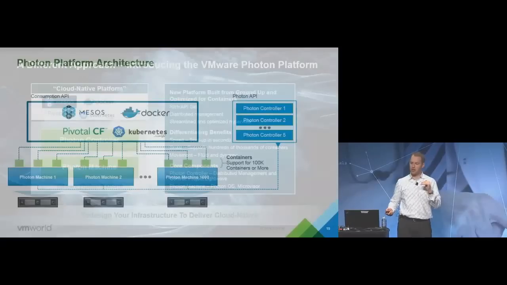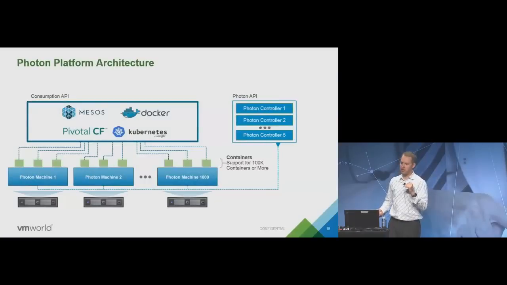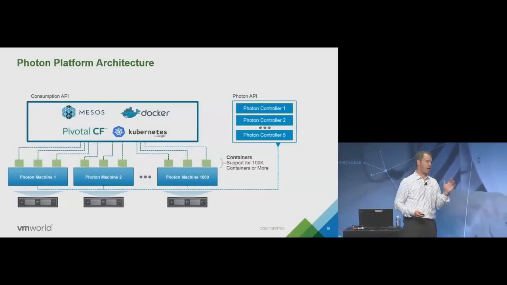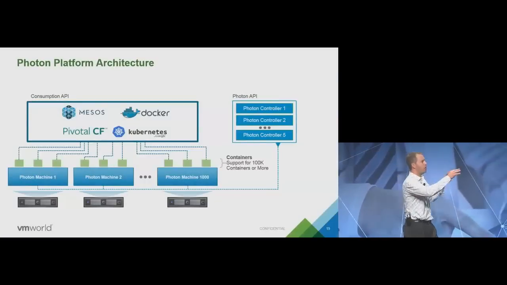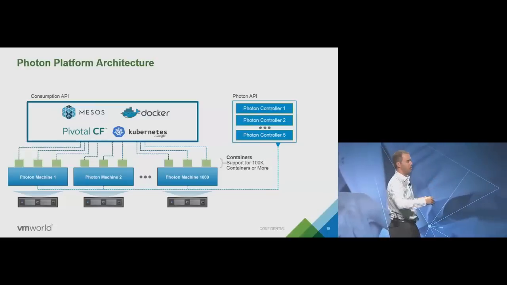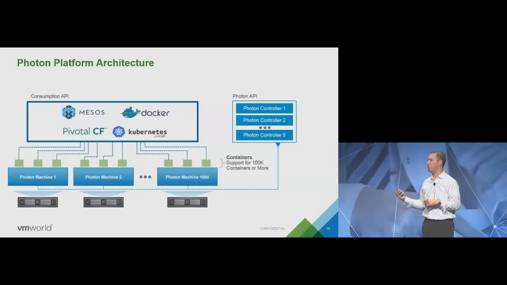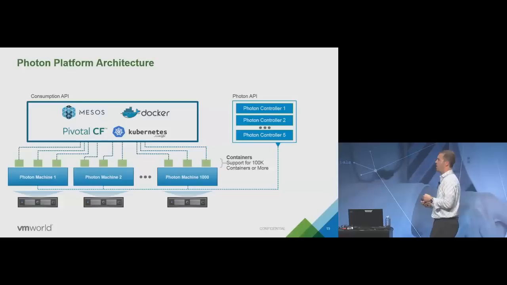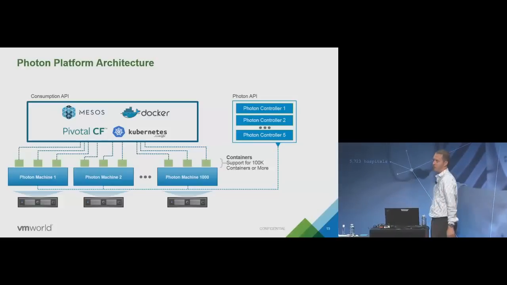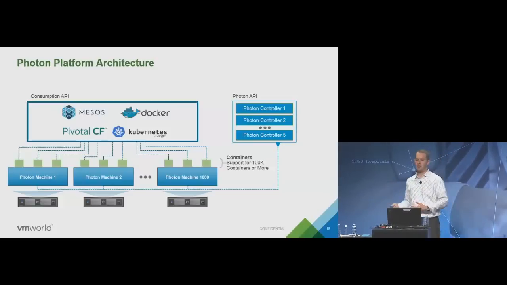So if we look at the picture here, basically what we'd be able to do in an environment is you have the controllers here on the right. It's not a one-to-one mapping between the controller and the machine. You'll probably have a handful of controllers, this may be even a little bit large, supporting a very large number of Photon machines. You see the containers there as well.